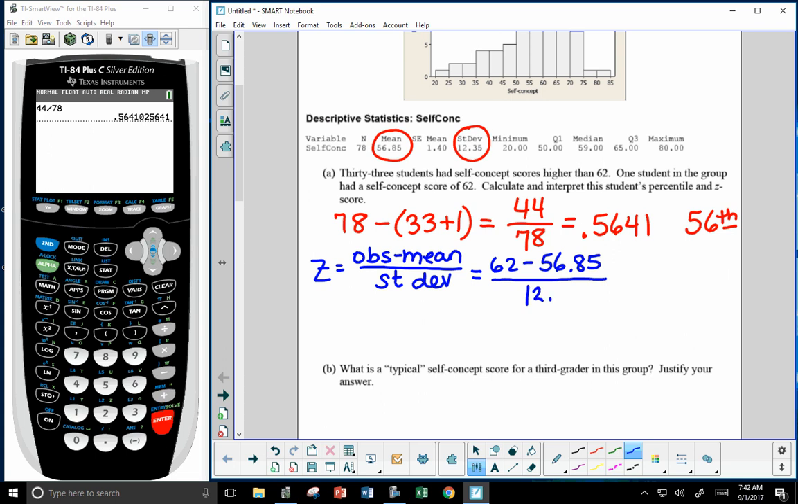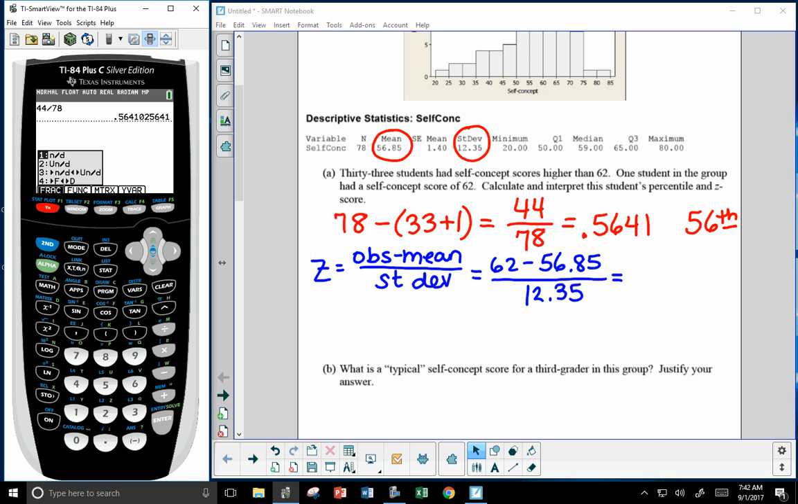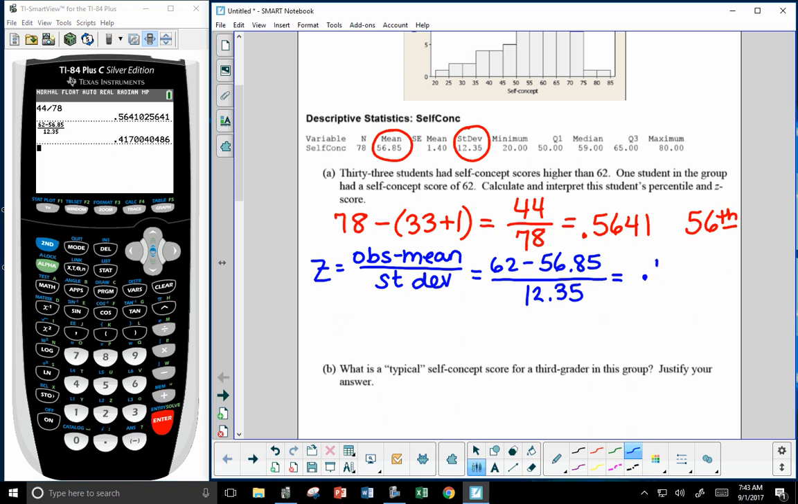Okay, so I'm going to do alpha y equals on my calculator to get the fraction button, and I'm doing 62 minus 56.85 on the top, and then I want to come to the bottom of my fraction and do the 12.35. Okay, so that gives me a z-score of 0.4170. Okay, so it also asks you, it did ask you to calculate, we did that, but it's also asking you to interpret. So put into words what this z-score means, okay?